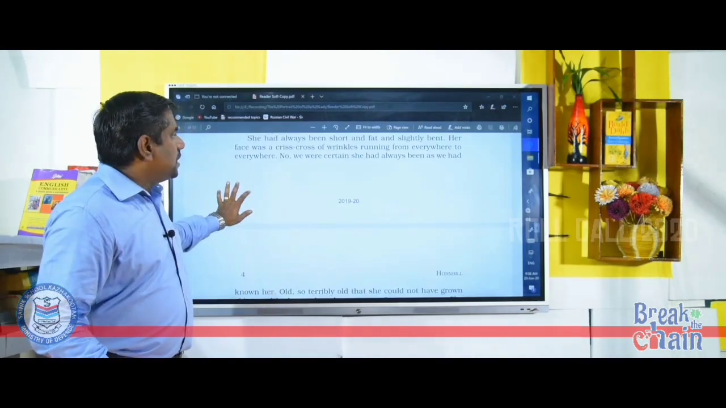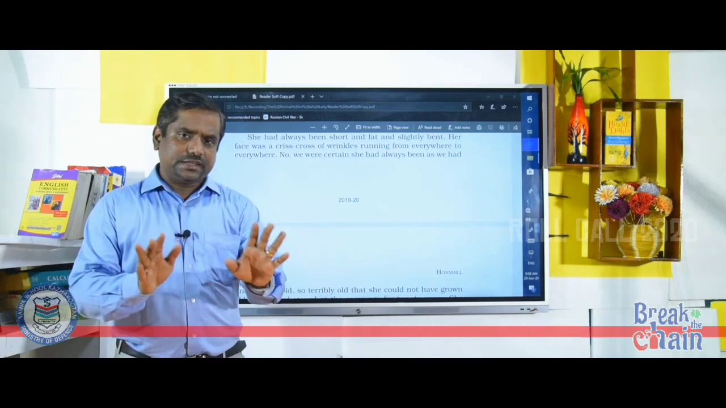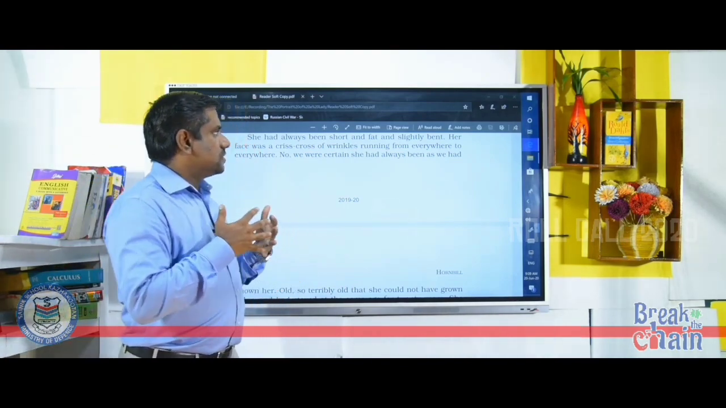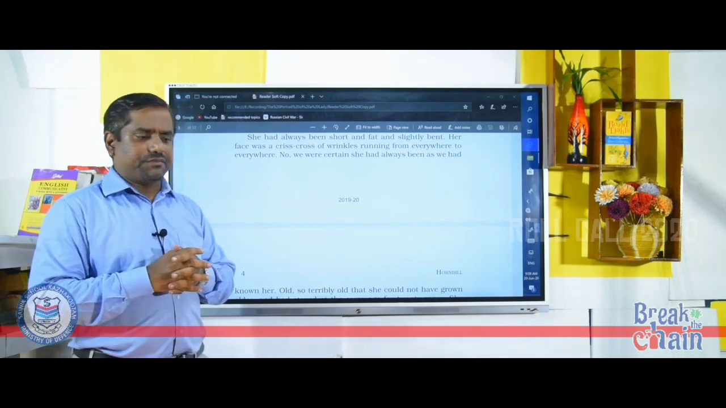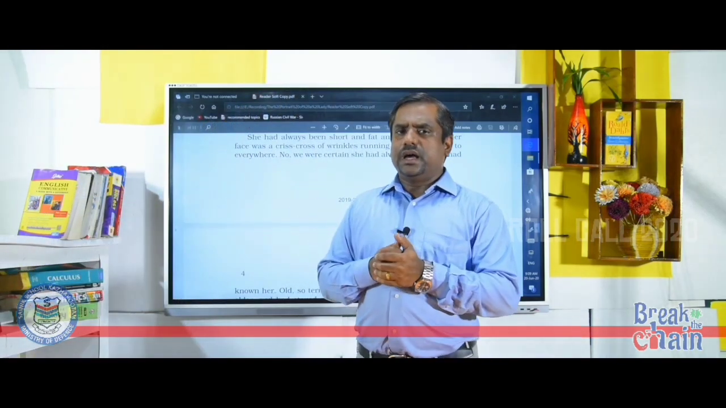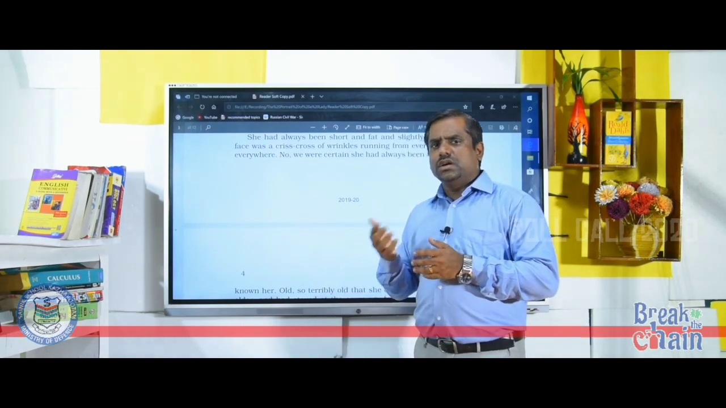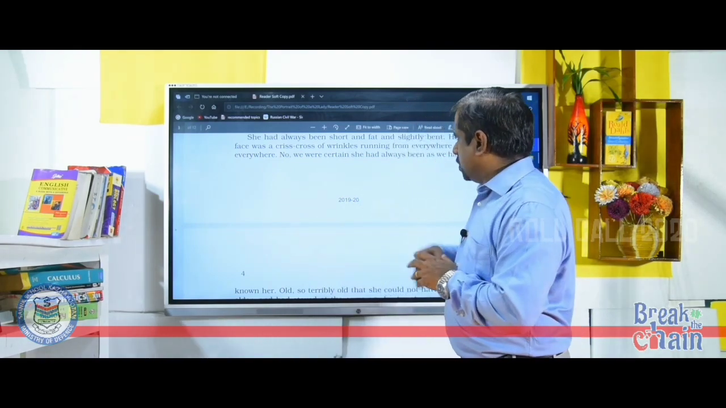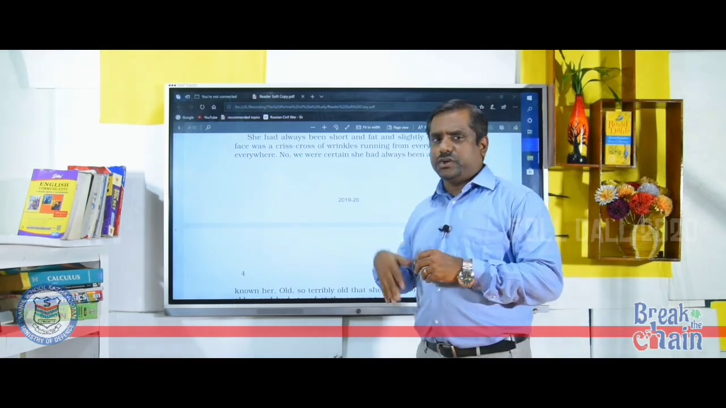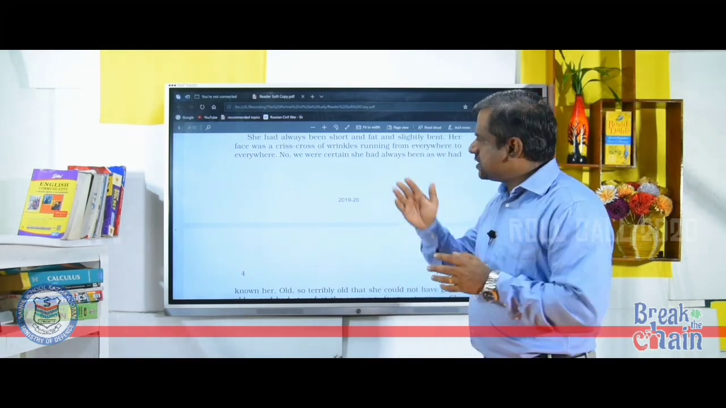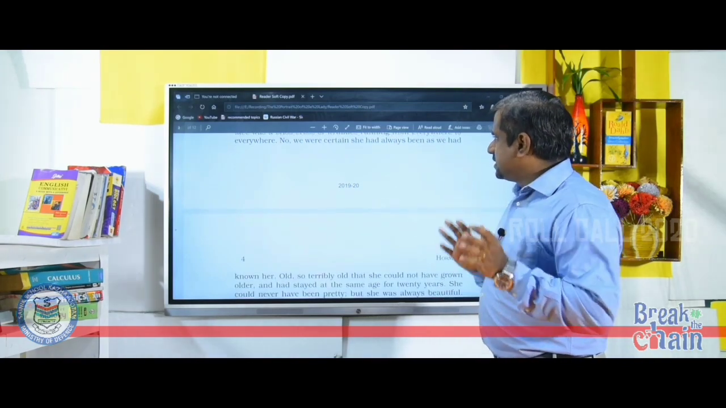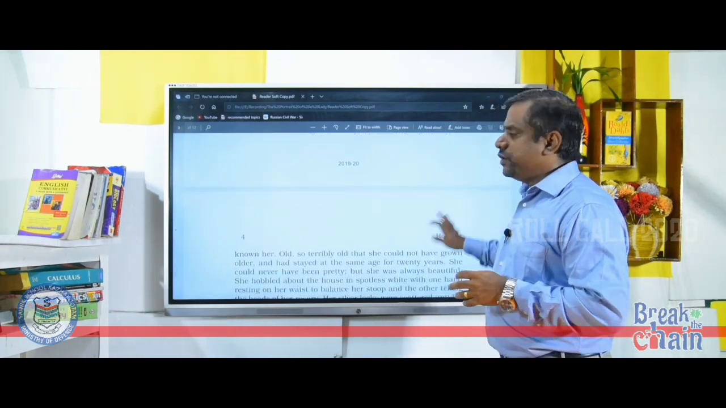She had always been short and fat and slightly bent. Her face was a crisscross of wrinkles running from everywhere to everywhere. As I told you, being so old, we can understand how her appearance would be. She had many wrinkles, and that too which ran from everywhere to everywhere. So throughout her face there were umpteen wrinkles. No, we were certain she had always been as we had known her.